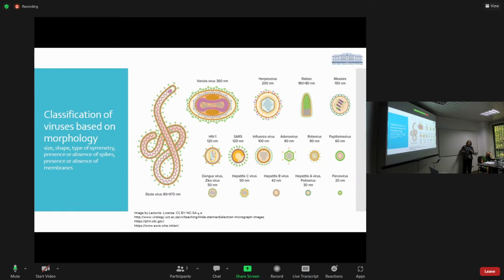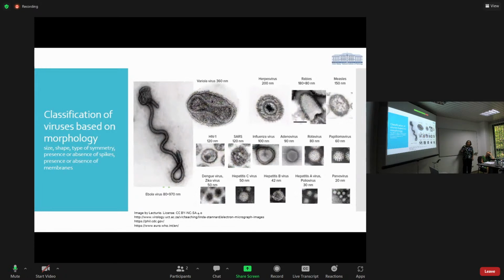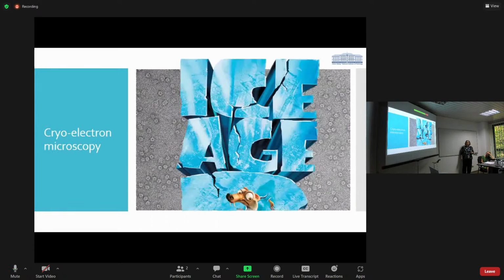Most of them are quite nasty for humans. All this information comes from electron microscopy. With negative staining or classical transmission electron microscopy, we have all these morphological details like size, shape, and internal structure. So electron microscopy is quite a good technique to discover new infectious agents.